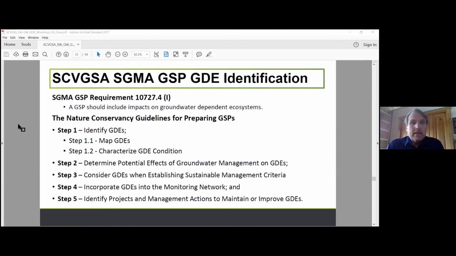Step 4 then is to incorporate the ecosystems into a monitoring network moving forward. And then step 5, really identifying management actions or projects that would maintain or improve GDEs. So that's not a regulatory process, it's a roadmap, a guideline prepared by the Nature Conservancy. It's quite helpful, it's quite comprehensive, and we tried to follow it as we could. Next slide. And really just initiating that process.